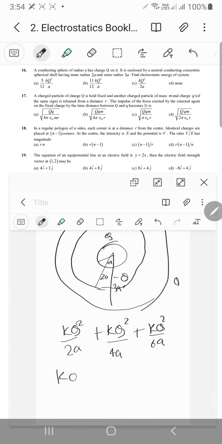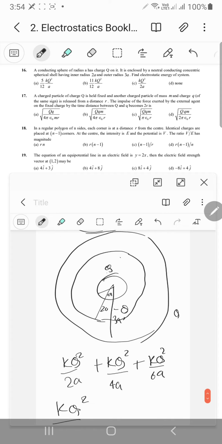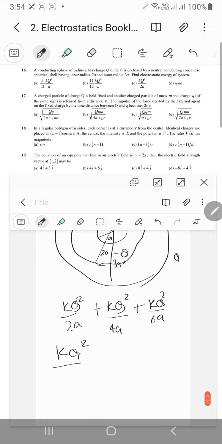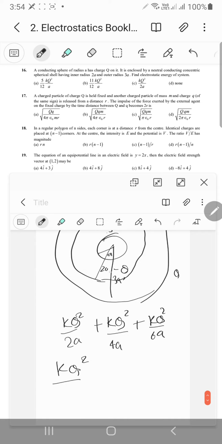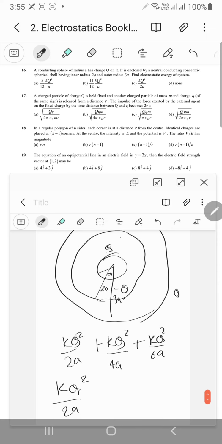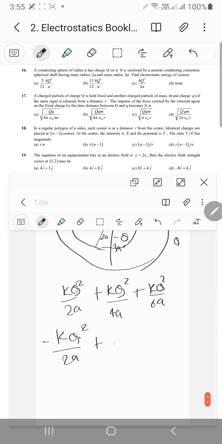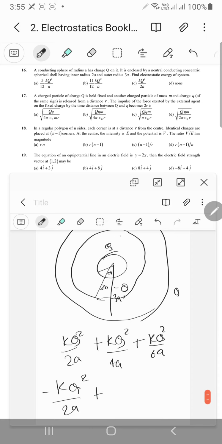kq squared. So this is kq upon r. That's the potential it would have gained going from this to this. So yeah, looks correct. What's this radius that we have? It's 2a. So that's this energy. But this is negative, this is positive, so it should be minus over there. Plus, well, now this is positive, so it's good. So plus kq squared upon this radius, which is 3a.